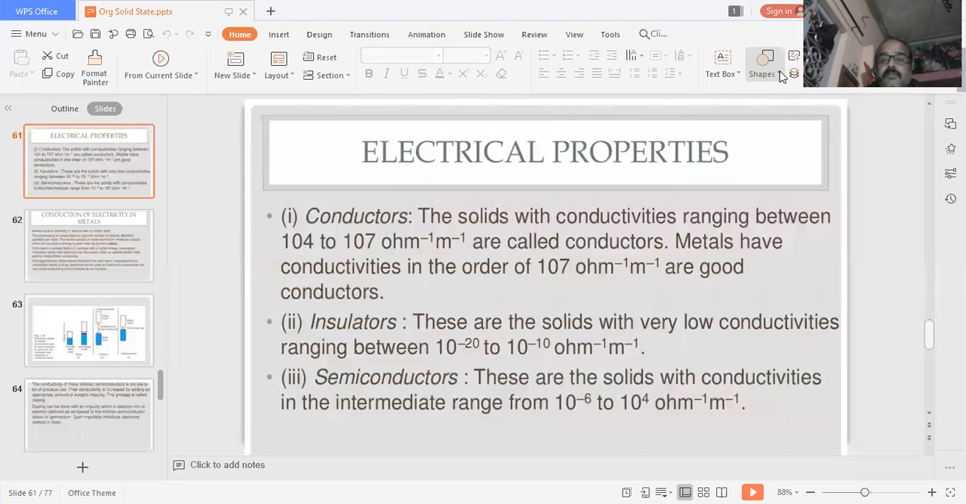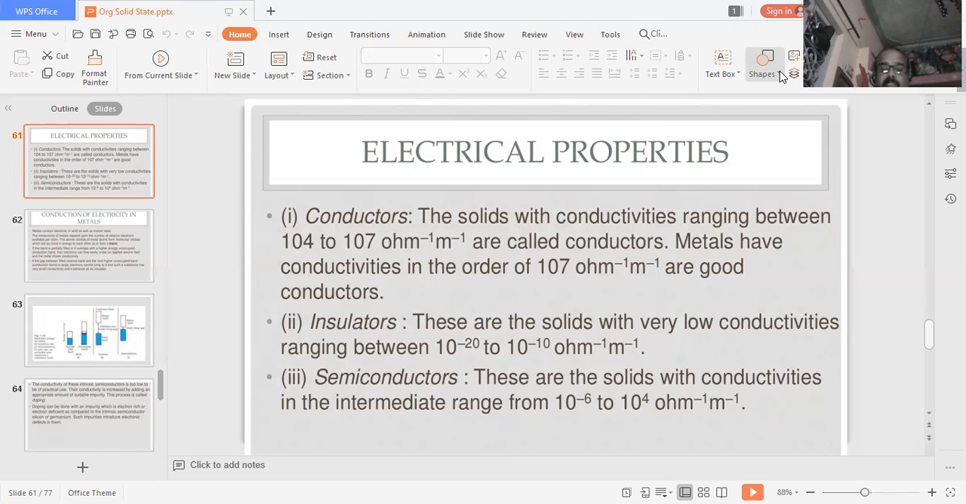Hello student. Dear student, in the previous video we discussed two electrical properties. In these properties we discussed conductors, insulators and semiconductors. The solids with conductivity ranging between 10^4 to 10^7 ohm^-1 m^-1 are called conductors. Metals have conductivity in the order of 10^7 ohm^-1 m^-1 and are good conductors.